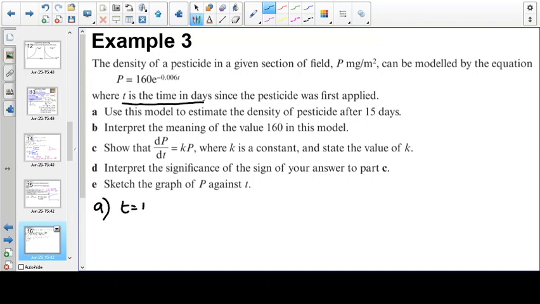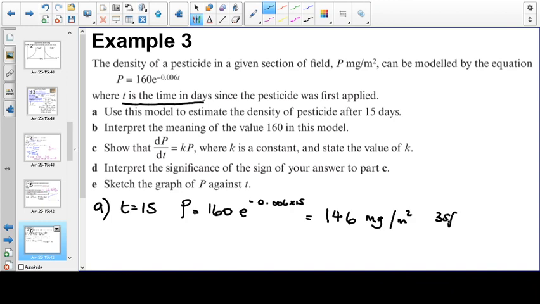So when t equals 15, p is 160 e to the minus 0.006 times 15. That equals 146 milligrams per metre squared, so three significant figures.